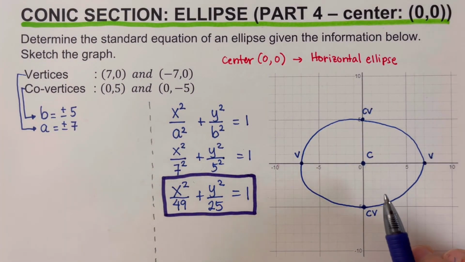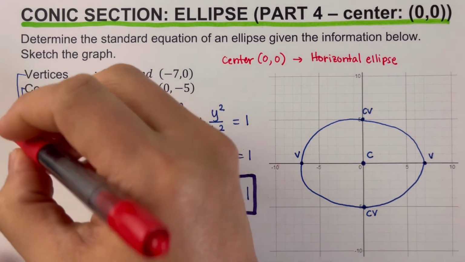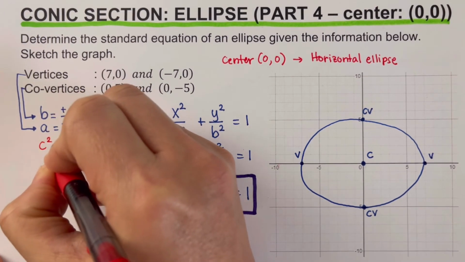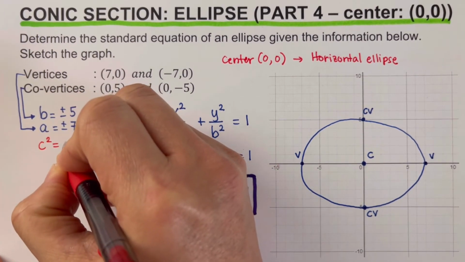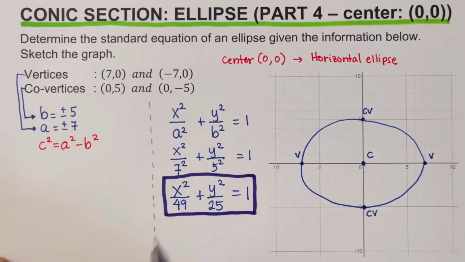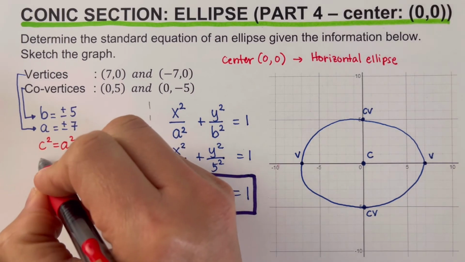Okay, but we have to determine the location of the two foci. We remember that the location of the focus is c distance from the center. And so we can use the equation c squared equals a squared minus b squared. So I'm going to write that up here. So c squared equals a squared minus b squared. So we are looking for the c, which is the location of the focus.